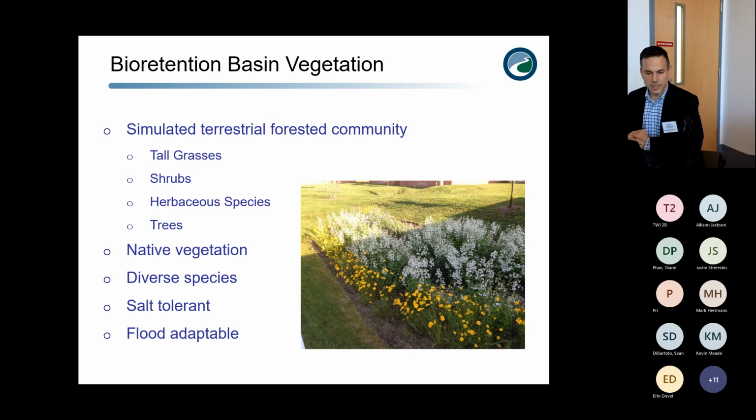So bioretention vegetation is based on a simulated terrestrial forested community to get the highest treatment efficiency. And this is a mix of grasses, shrubs, different types of herbaceous species, trees can all be planted in these systems. There's an example on the bottom right here of a rain garden that we worked on at a school. We want to be using native vegetation, diverse species, and we want plants that are able to be inundated with water, flood adaptable, but also be able to handle dry conditions, because these systems, when they're functioning and the water's coming in, it's very wet conditions, but then it can also be very dry conditions between storms.